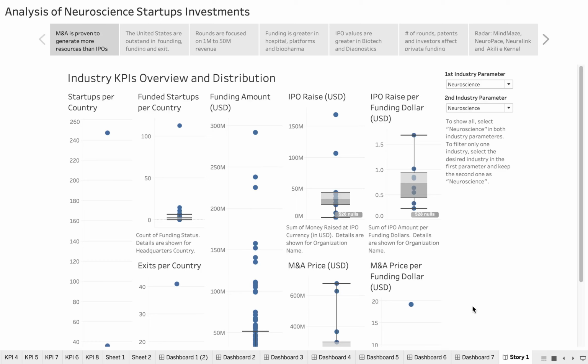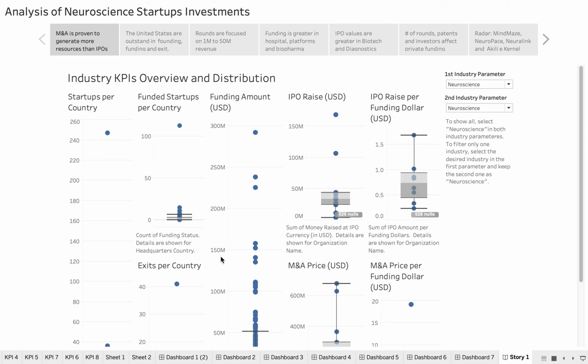Hello. Our dashboard was specifically built thinking of the needs and the goals of an investor considering investment opportunities in the neurotech or neuroscience startups market. So the first page of the dashboard is an overview of main KPIs. The first KPIs consider country information, so startups, funding, and exits per country. Exit is mainly the goal of the investors.